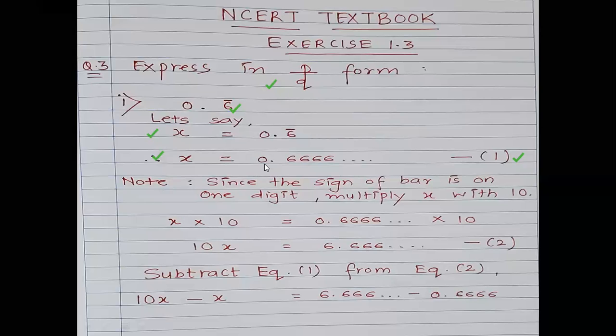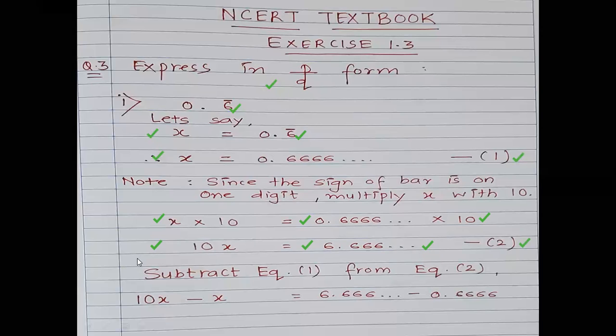So, since over here, the bar is only on one digit, that is the number 6, x is multiplied with 10, and 0.6666 also gets multiplied with 10. So, in the next step, x into 10, you get 10x. And over here, you can observe that when 10 gets multiplied with 0.6666, a decimal shift happens and you get 6.6666. Take this as the second equation.